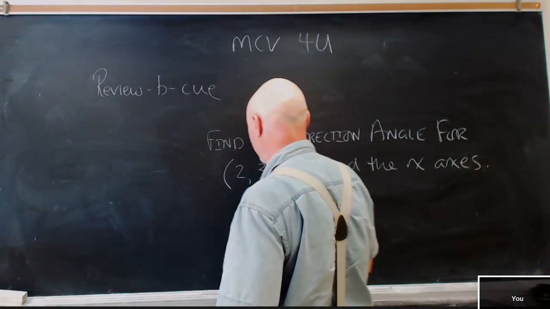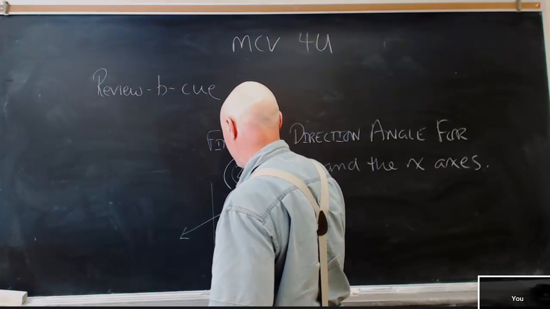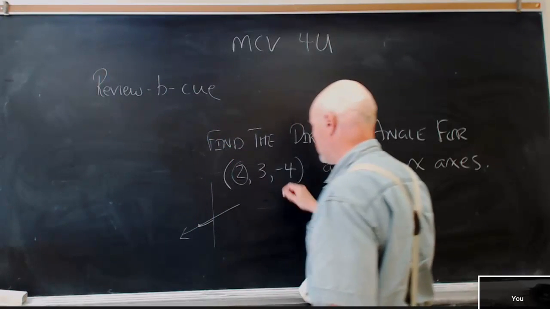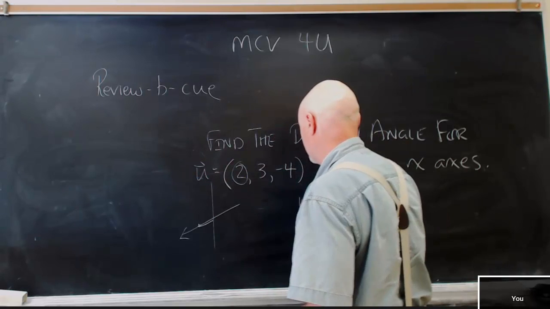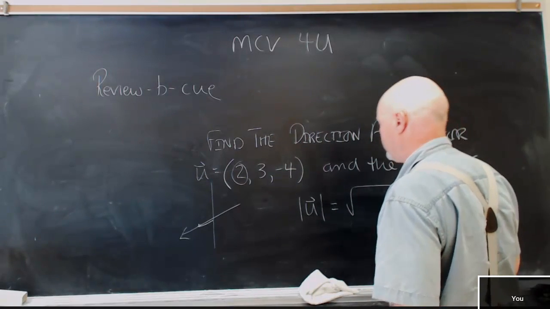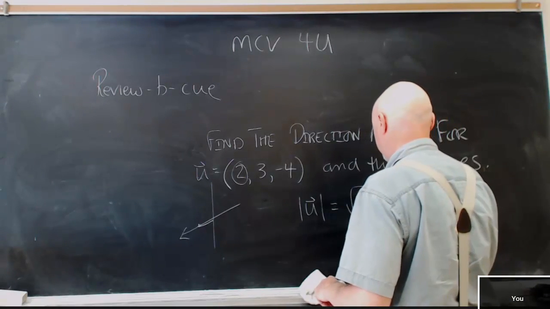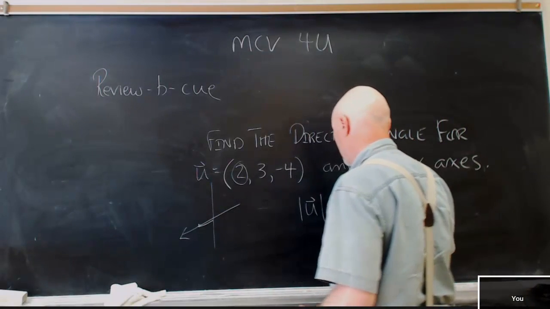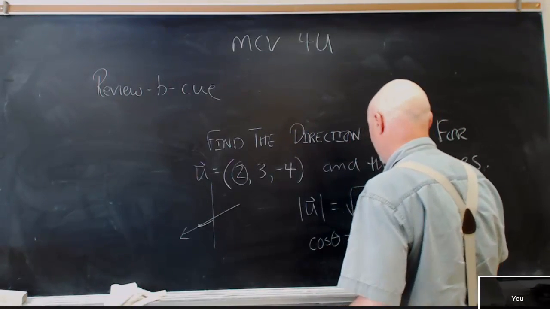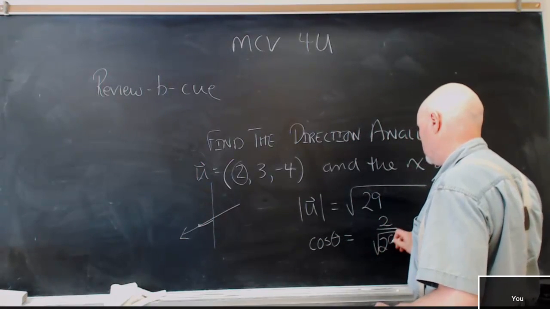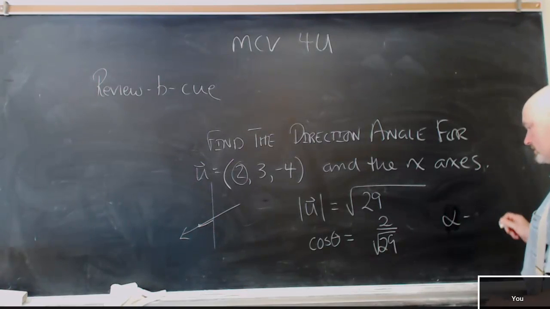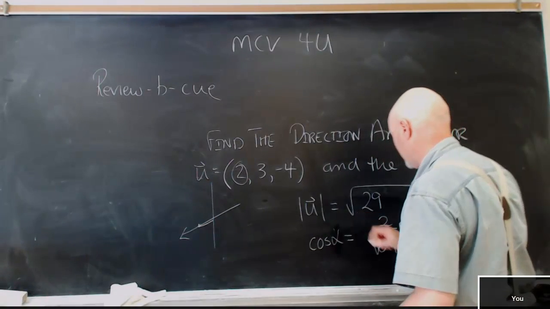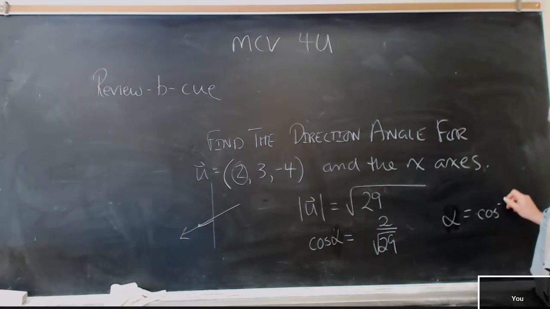The length of the side that runs along the x-axis, obviously, is just 2. And the length of the hypotenuse is actually just the length of the vector, and I'm going to call this u. So the magnitude of u is the square root of 29. And so we know that cos theta is going to be 2 over the square root of 29. So theta, or I should actually call it alpha, because it's the angle between the x-axis and that vector. Alpha is equal to the inverse cosine of 2 over root 29.